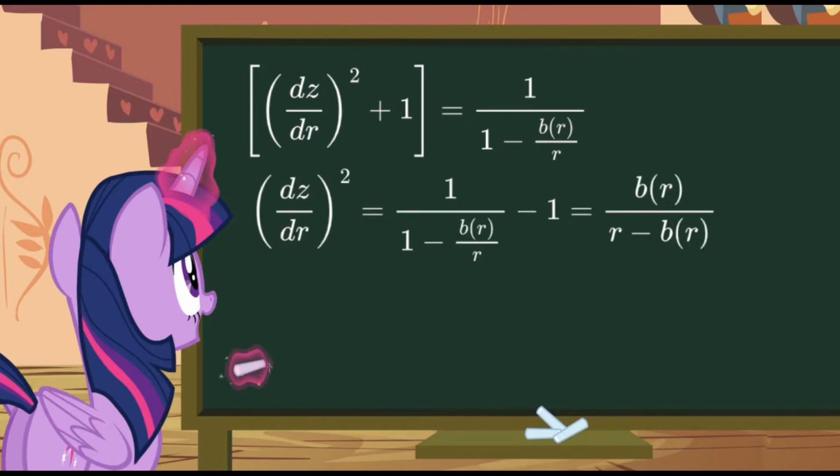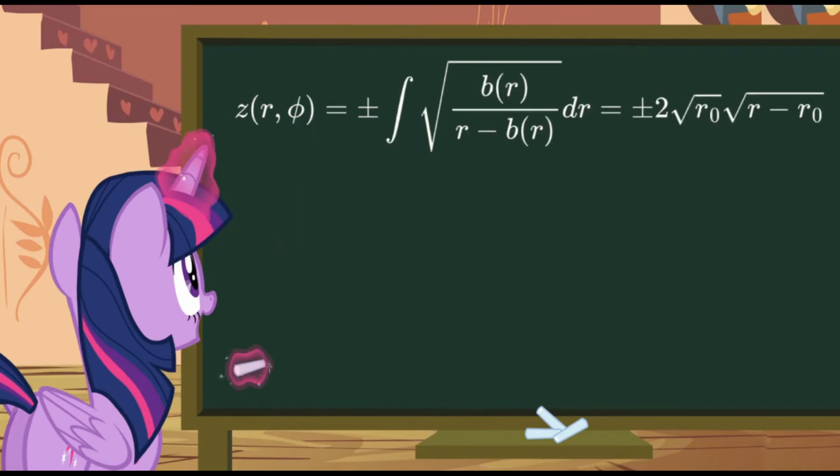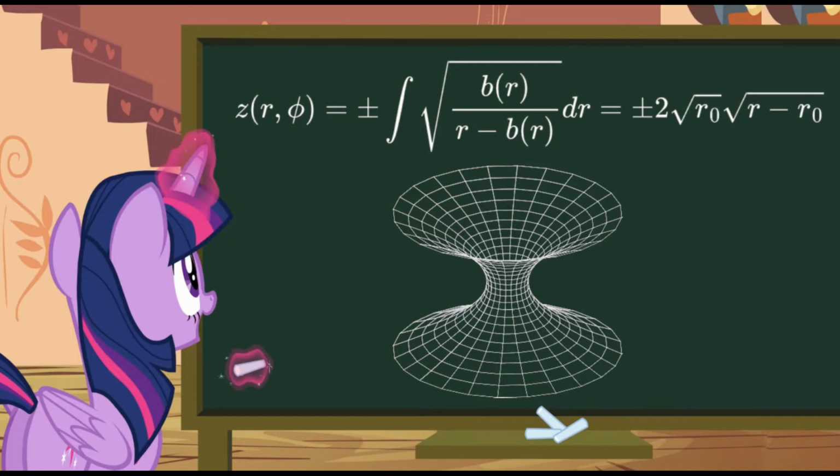We can now do some algebra to isolate the derivative and solve the equation, integrating both sides, supposing b of r is a constant function with value r0. Yes, I'll ignore the plus c. Applying this function results in this shape, which should be familiar.